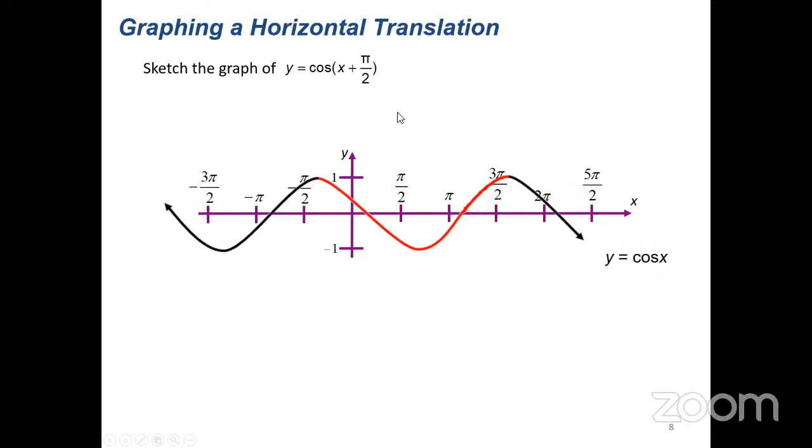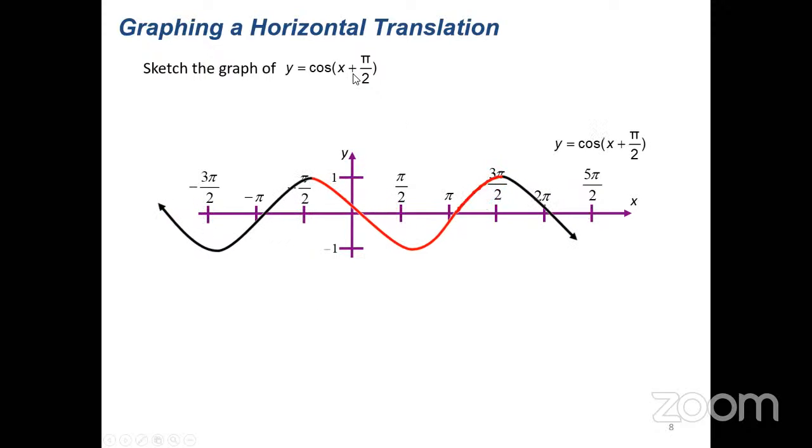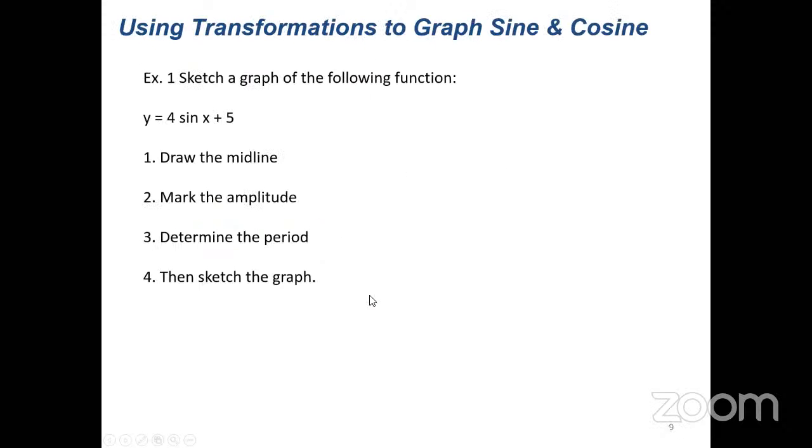Now this one says plus pi over 2, so it's going to go to the left, negative pi over 2. Because of time, I'm going a little bit faster, but you can always go back and watch the video, okay? So now, this is what we're going to work on together. If you're asking what do I have to submit, this is probably what you're going to submit. You're going to submit the examples, okay?